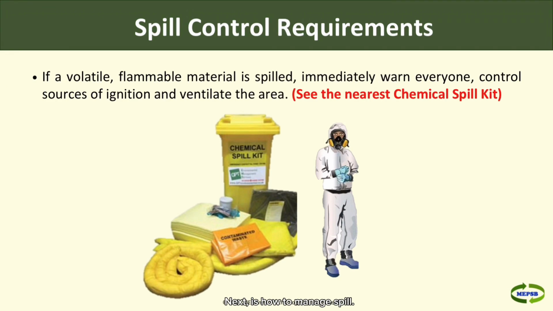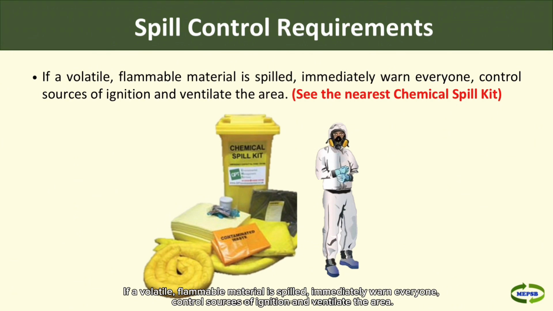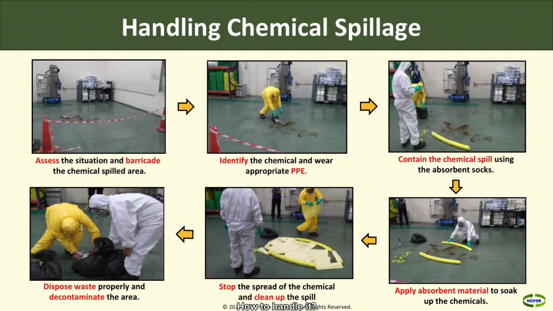Next is how to manage a spill. If a volatile, flammable material is spilled, immediately warn everyone, control sources of ignition, and ventilate the area. How to handle it: firstly, assess the situation and barricade the chemical spill area. Secondly, identify the chemical and wear appropriate PPE. Thirdly, contain the chemical spill using absorbent socks. Next, apply absorbent materials to soak up the chemical. Then stop the spread of the chemical and clean up the spill. Dispose of the waste properly and decontaminate the area.